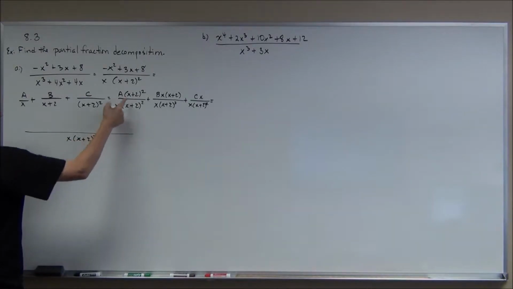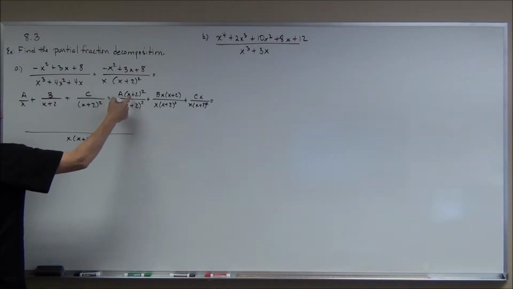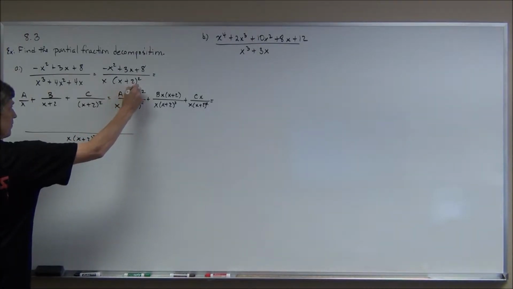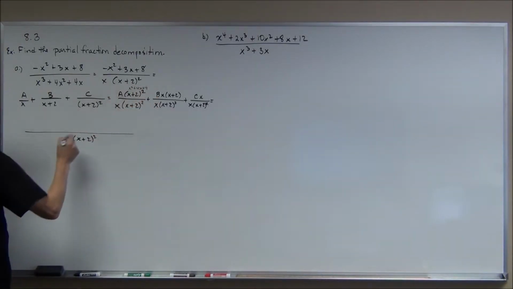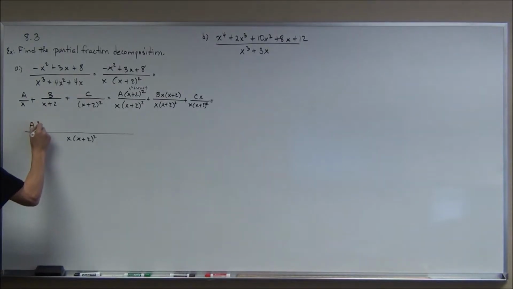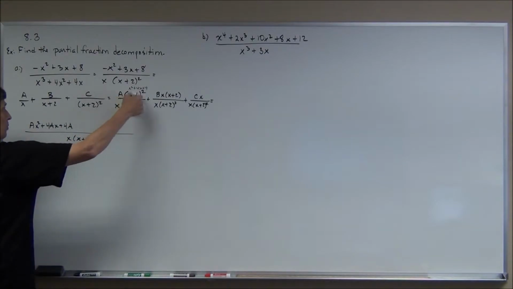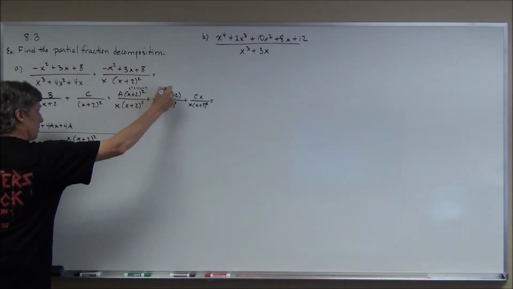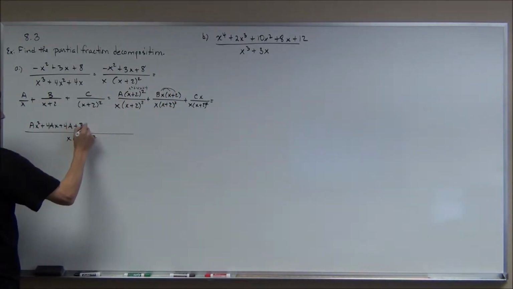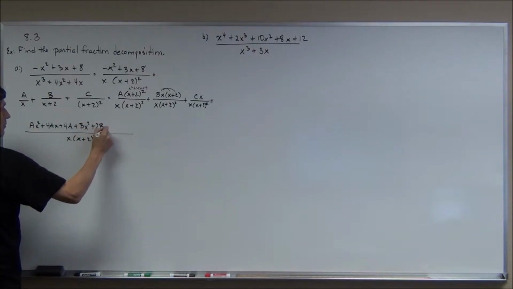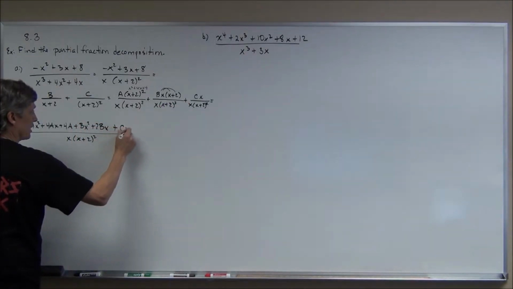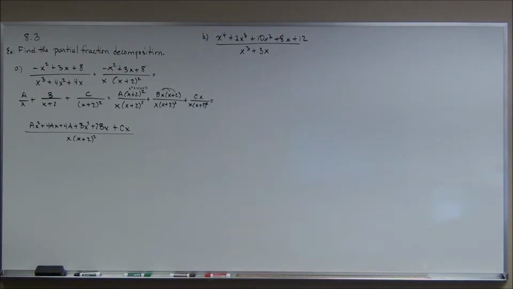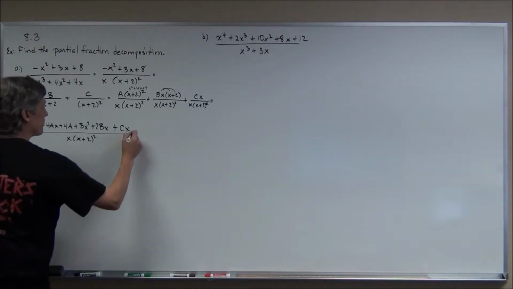And I'm going to combine here. Now remember, x plus 2 times x plus 2 is x squared plus 4x plus 4. So if I multiply through by A, I have Ax squared plus 4Ax plus 4A. That's this numerator. Plus, here I distribute, I have plus Bx squared plus 2Bx. And then here I just have plus Cx.